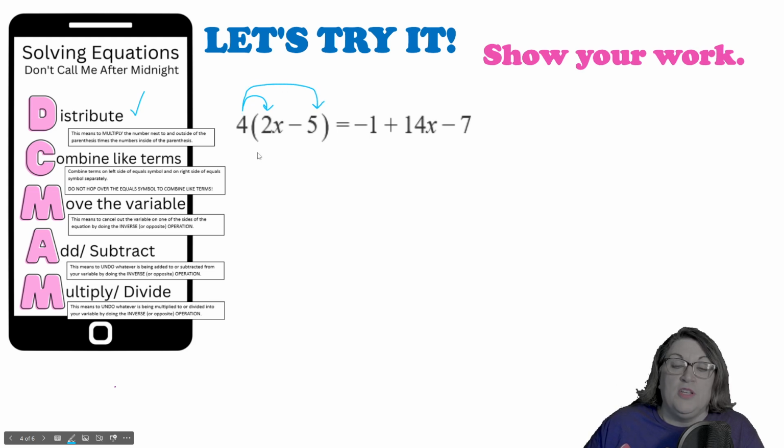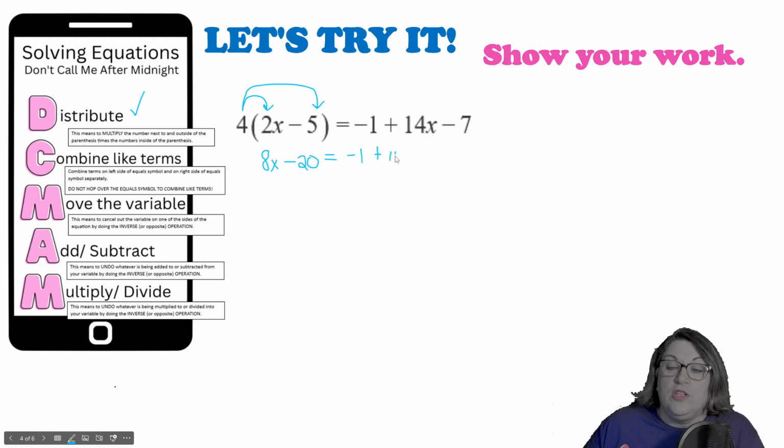So 4 times 2x is 8x. And then 4 times this negative 5 would be a negative 20. Or you can put plus negative. It's just easier for me to just put minus. And I'm just rewriting the rest of this as is.